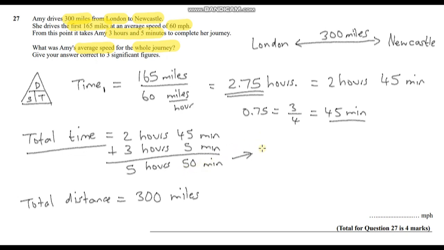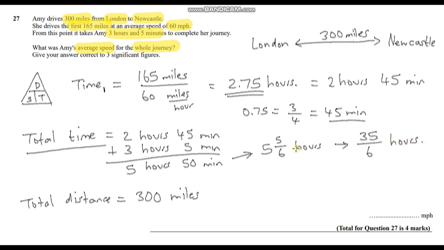So it's going to be 5 and 50 minutes out of 60. Well, that's 5/6. So it's 5 and 5/6 hours. We've got 5 hours and 5/6 of an hour. Or if we wanted to write that as an improper fraction, well, 5 times 6 is 30, 30 plus 5 is 35. So it'd be 35 over 6 hours.